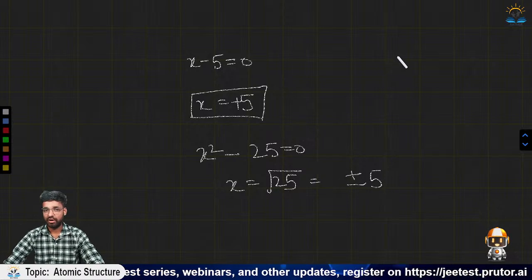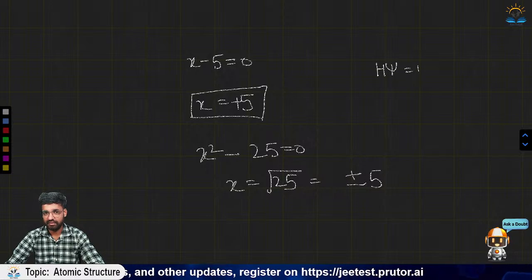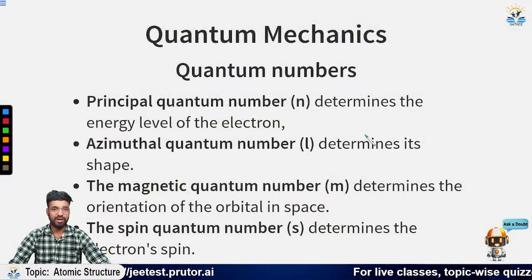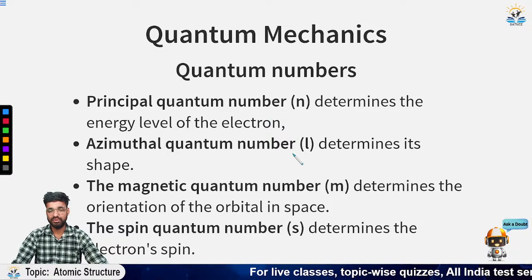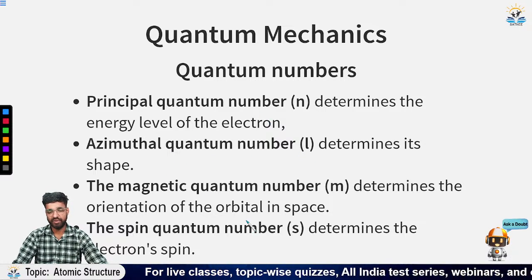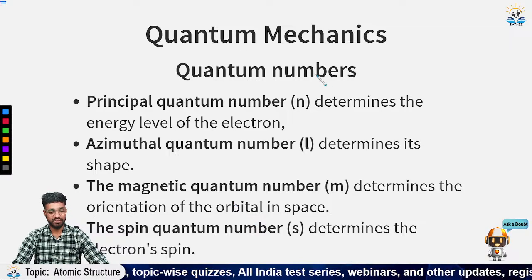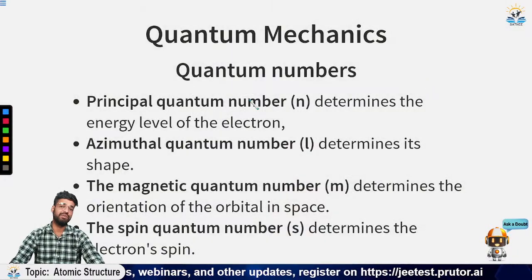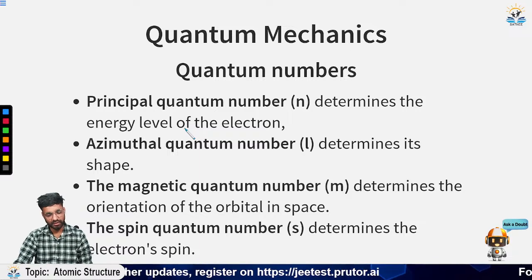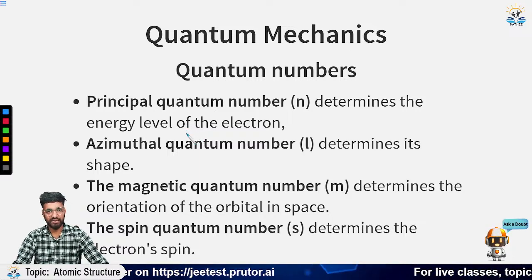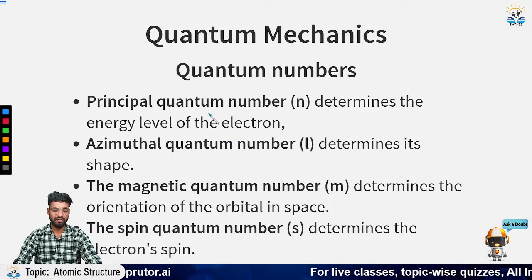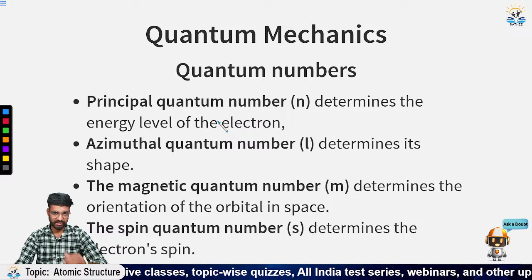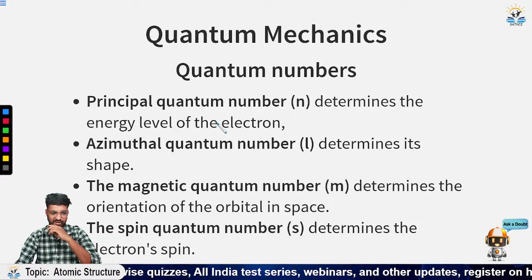Similarly, the Schrodinger equation, H psi equals E psi, has some solutions. The principal quantum number, the azimuthal quantum number, the magnetic quantum number, and the spin quantum number are the solutions of this so-called Schrodinger equation. When you solve this equation and get the energy, you get these quantum numbers. We will go through these four quantum numbers one by one. This is the most important topic right now. For this lecture: what are the four quantum numbers, what do they represent, and what is their physical significance?